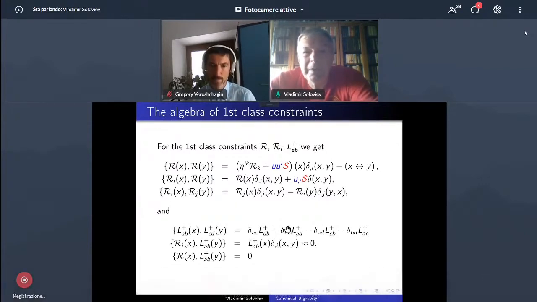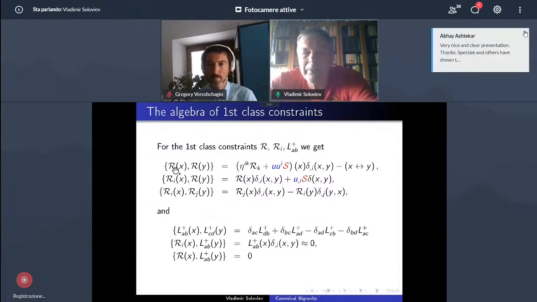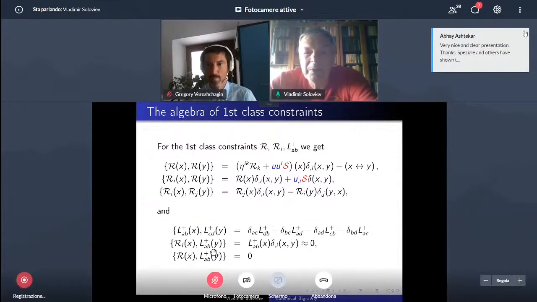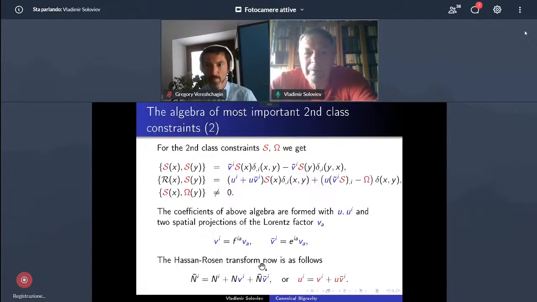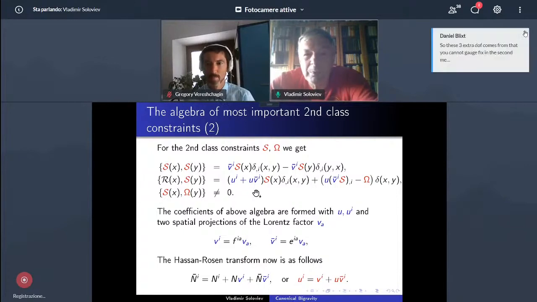We can get the algebra of constraints. There are first-class constraints responsible for the diffeomorphisms of the space-time. There are 3 first-class constraints responsible for the spatial rotation of tetrads. And we have a lot of secondary, second-class constraints, but 2 of them are important, which are killing just the Gauss degree of freedom. They are named S and omega. So we have an algebra for them, the Poisson brackets.